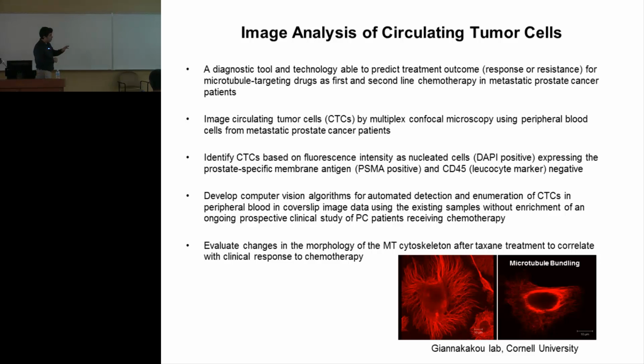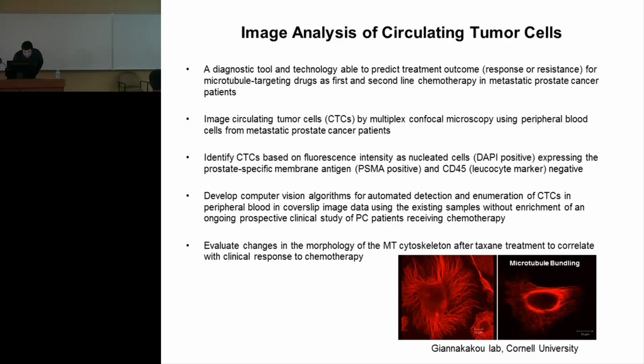The microtubules that I talked about in the first part of the talk are also a main target in chemotherapy in most of the solid tumors, like prostate cancer, breast cancer, ovarian cancer, gastric cancer. The circulating tumor cells are imaged by multiplex confocal microscopy. They draw blood and have fluorescent stains in 3 different channels. DAPI stains for the nucleus, prostate-specific membrane antigen would stain the prostate cells, and CD45 stains only the leukocytes.